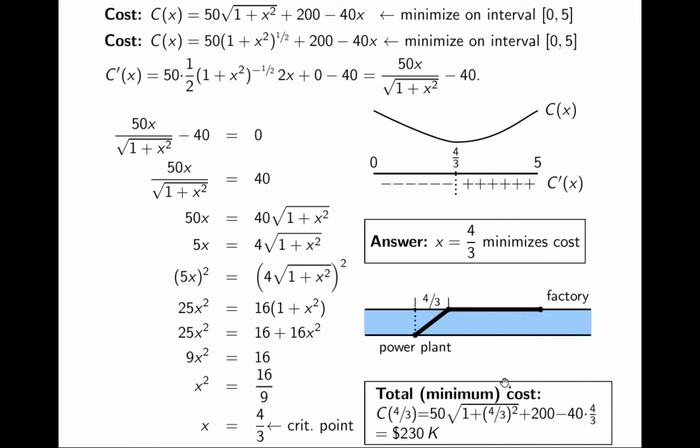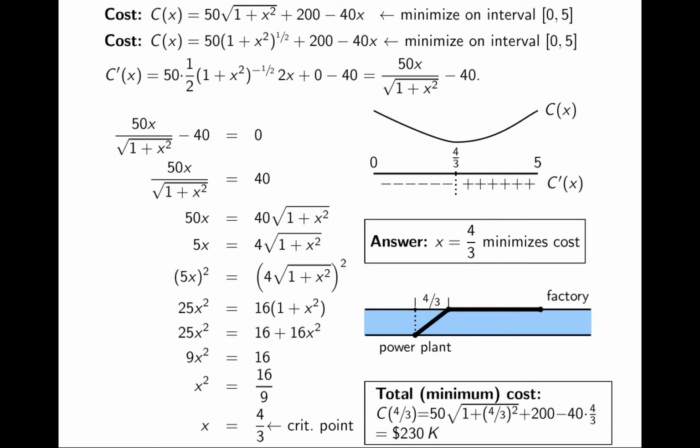And you can actually compute the total minimum cost. You take that number, x equals 4/3, you plug it into your cost function, which was way up here. And it all churns out to be $230,000. That's the lowest possible cost you could get.